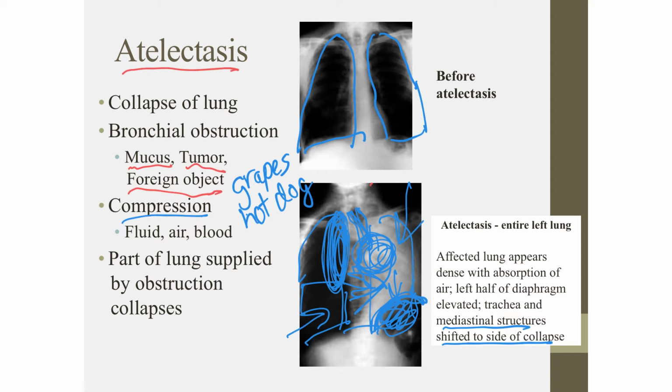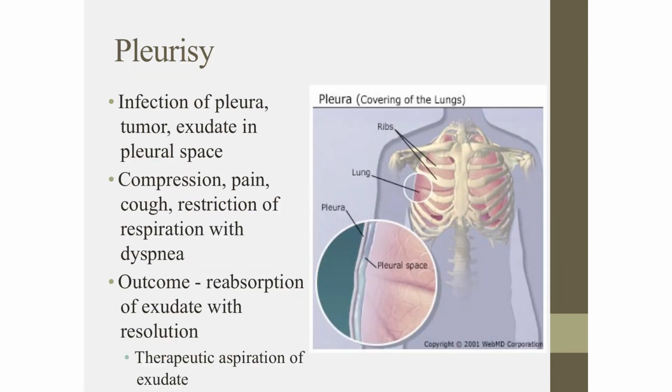So those are some things you can see in imaging, or if you read them in a question, that let you know that we're now looking at a partial lung obstruction that you see in atelectasis, which is different again from the pneumothorax, where everything remains in the midline.